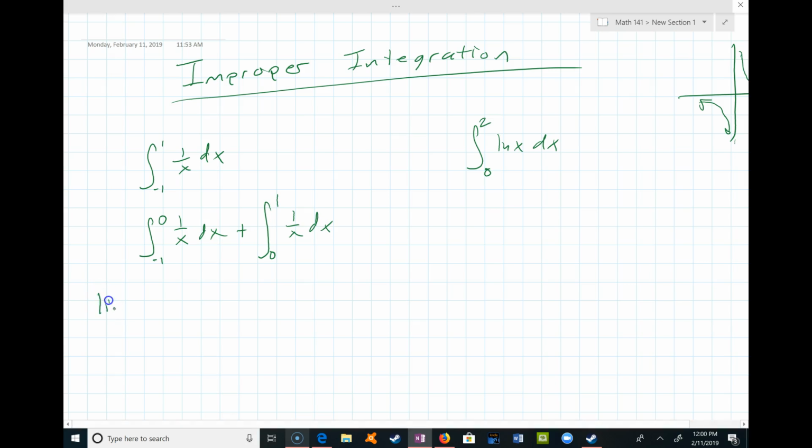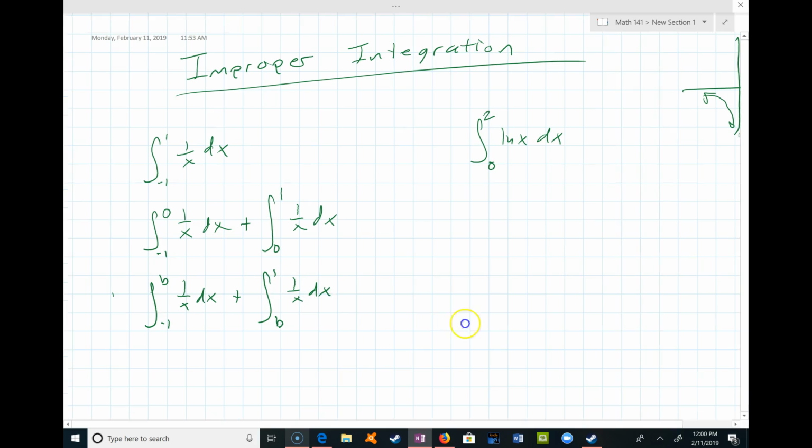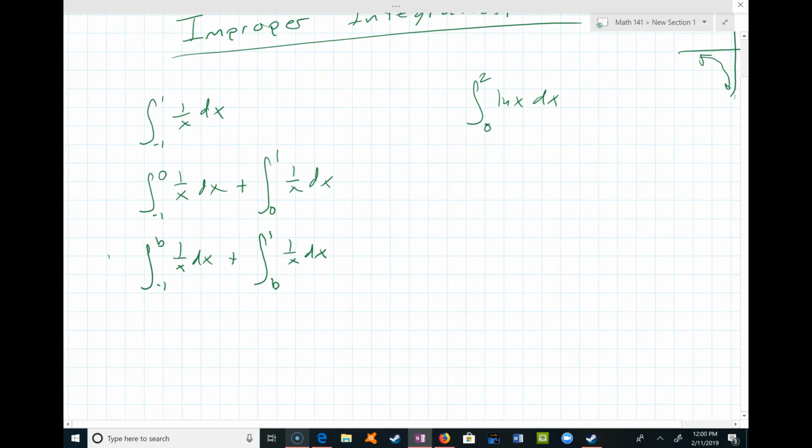We're going to rewrite this as the integral from -1 to b of 1 over x dx plus the integral from b to 1 of 1 over x dx. In other words, we can't plug 0 in, so we're going to let b hold its place. And then we're going to put out here at the beginning the limit as b approaches 0. So we're going to let it approach 0 but not quite get there, and use the limit process to find out what it is. Okay?